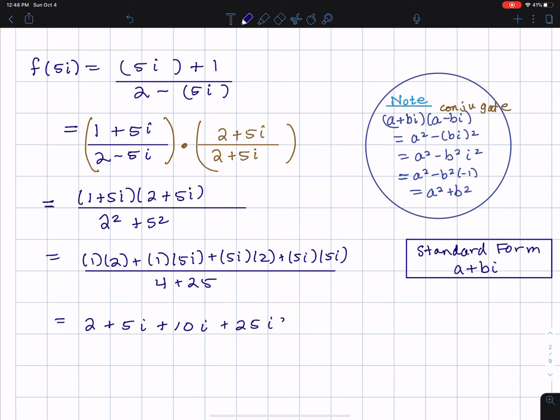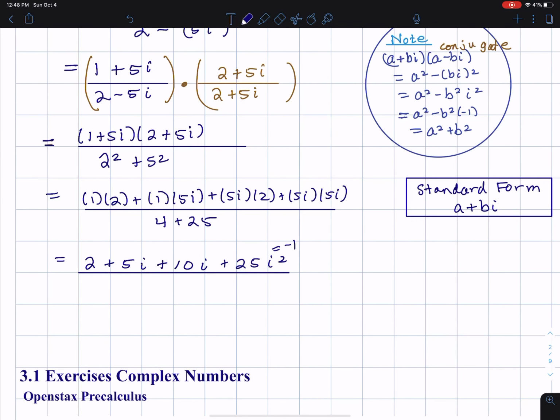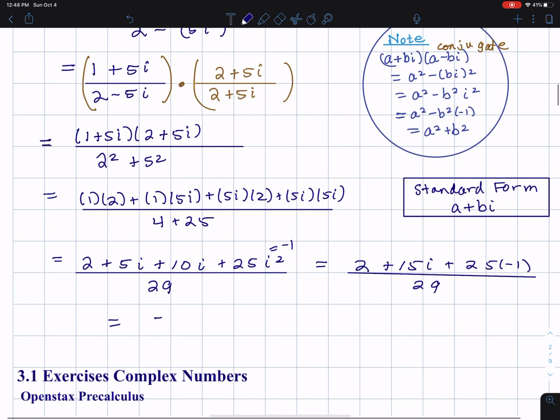But here we go. Now, i squared again is negative 1. So I'm going to replace i squared by negative 1. In the denominator, I have 29. And so I'll have 2 plus 5 plus 10 is 15. And then 25 times negative 1 is just negative 25. So that's going to equal 2 minus 25 makes negative 23 plus 15i, all divided by 29.